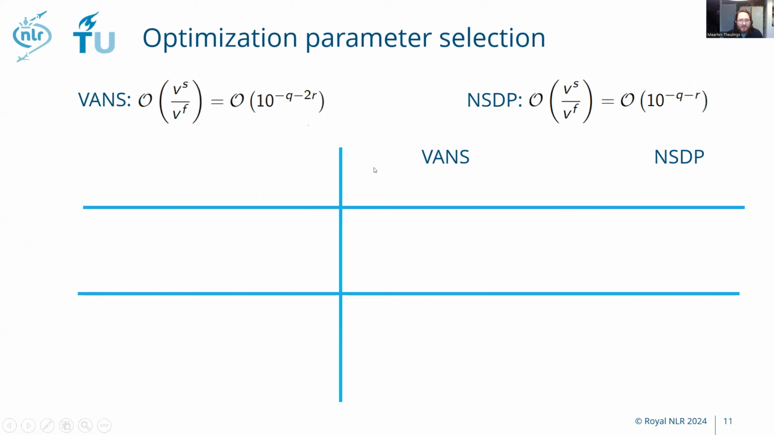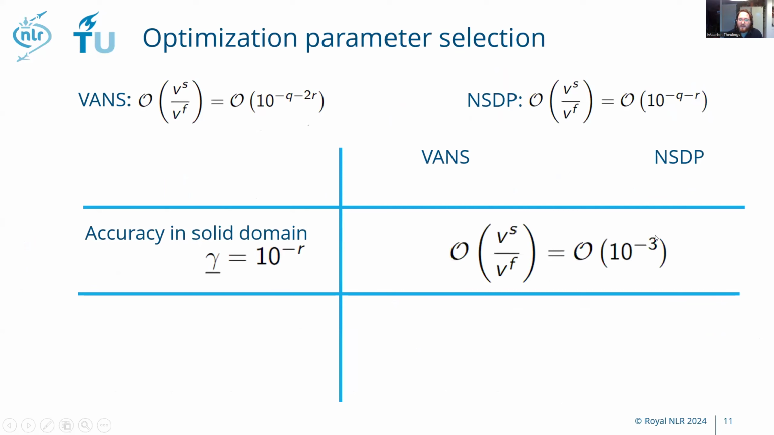Okay, now I have this prediction of the flow reduction, and now I want to use that prediction to select the parameters based on two criteria. I want accuracy in my solid domain. So when my design is converged to a solid fluid design, in my solid domain where I'm at the lower bound of my gamma, I want a really low flow reduction of 10 to the power -3.